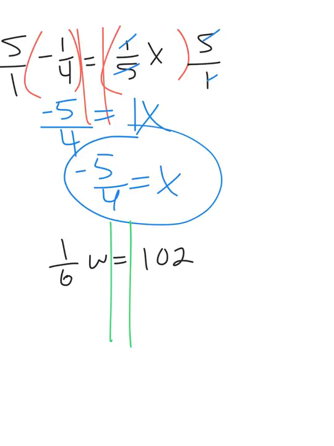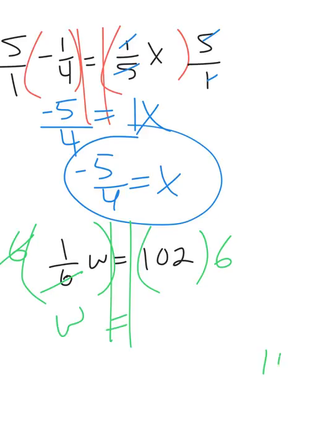Down here we have 1/6 times W equals 102. Once again, I'm going to multiply both sides by 6. These cancel out. W equals 102 times 6, 612.